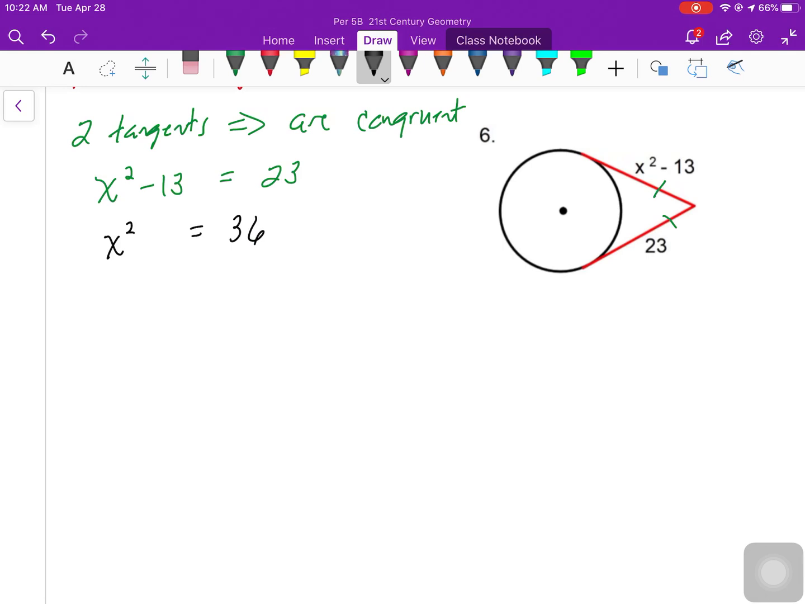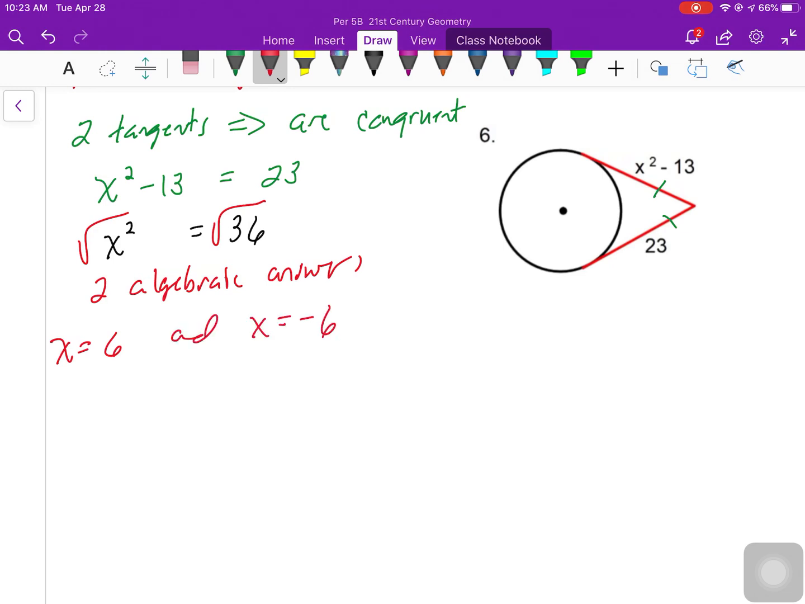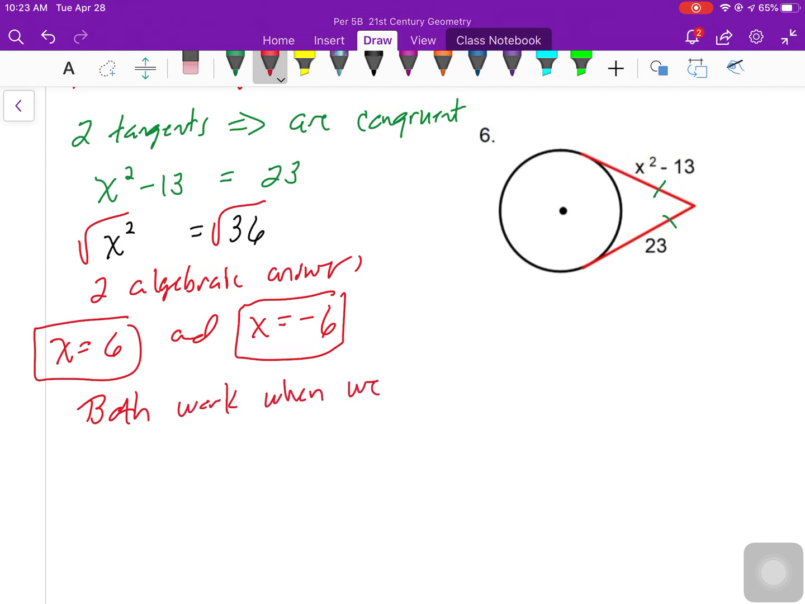Doing the algebra, I'll add the 13. x squared equals 36. This one we'll solve by using square roots. We'll take the square root of both sides. There are two algebraic answers. We would have x equals 6 and x equals negative 6. And both will check here. So both work. And that is why you must box your answers.